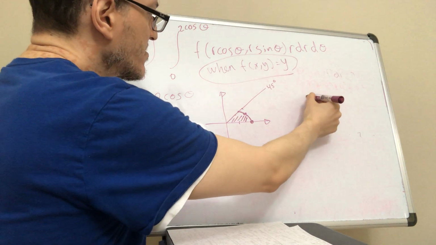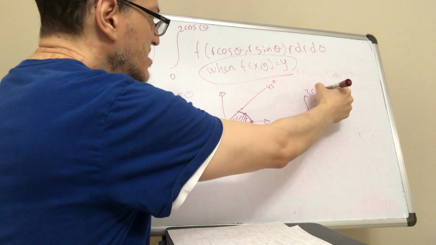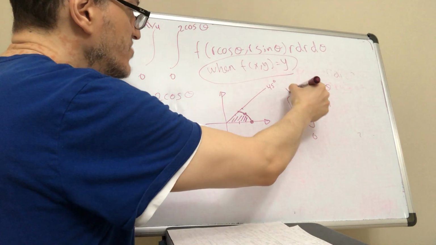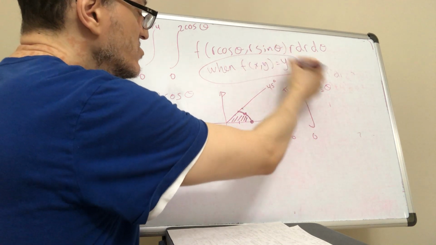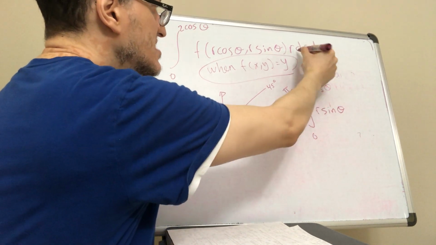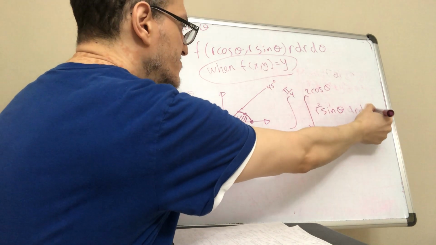So 0 to 2 cosine theta, 0 to pi over 4, y, which is r sine theta, times r to become r squared, and then dr d theta.